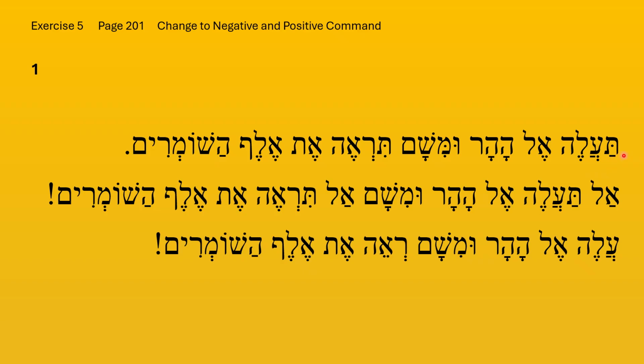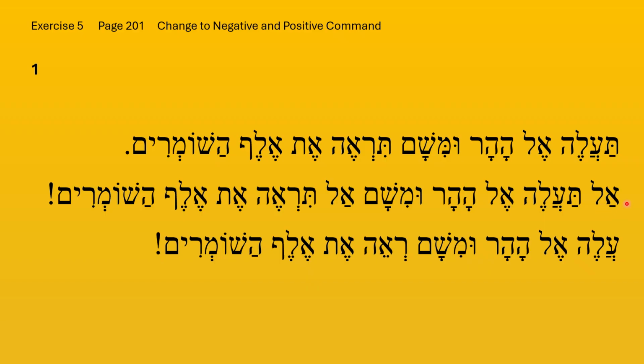So as a reminder, all you're doing when you're changing to a negative command is taking the future tense, the imperfect tense, and keeping it exactly as it would be in the imperfect tense. Voweling and everything stays the same for the most part. All you're doing is adding the word al in front of it. So that is your clue as you're reading that this is not in the imperfect tense. Otherwise, you'd have no way of knowing.